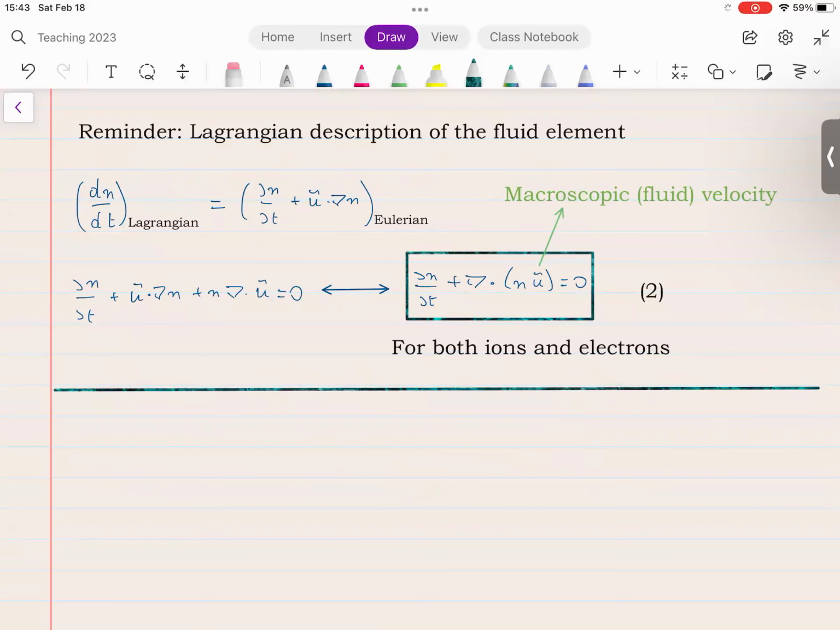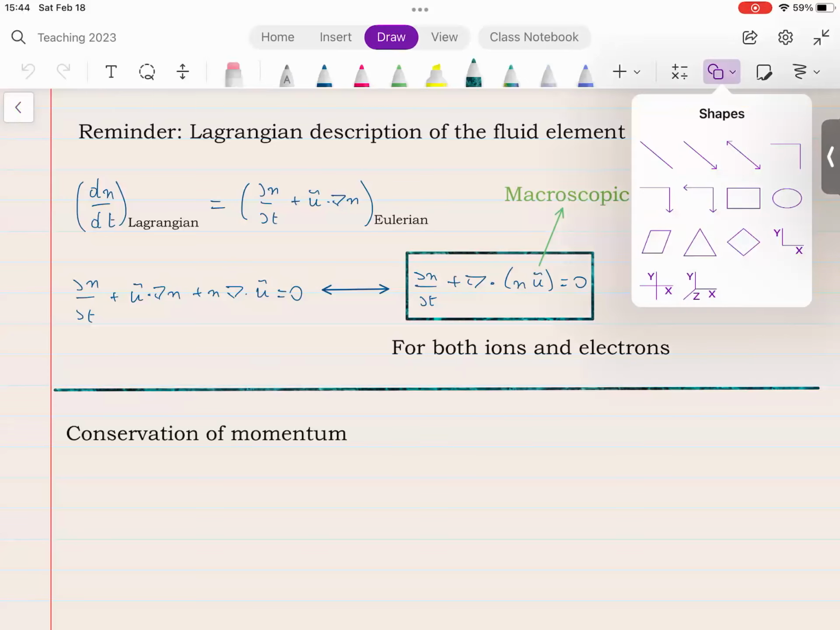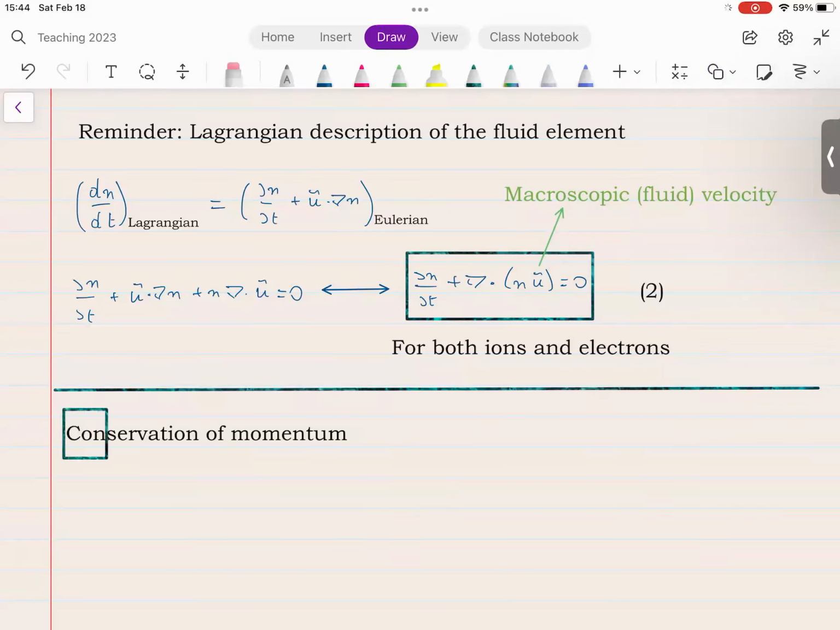Now we may say the fun begins or continues, or it's never going to start, depending on how much you like these things. But what's going to happen next is that we're going to look at conservation of momentum. And we're going to proceed in the same manner. We are going to take a Lagrangian approach, look at a fluid element, and ask the question, how is the momentum of this fluid element changing? Figure it out and turn it into the Eulerian description.